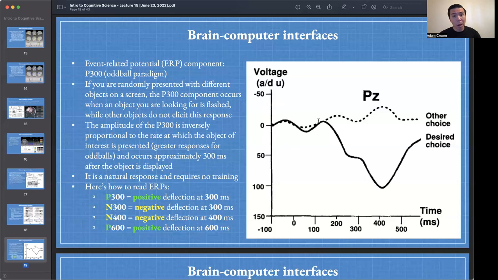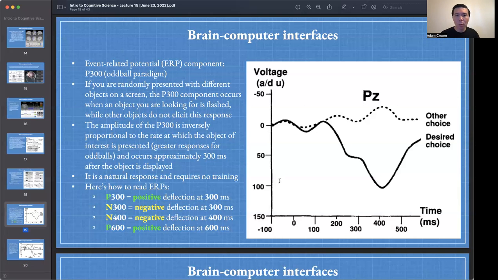So we see here that we get a positive deflection around 300 milliseconds after stimulus presentation. That reflects our desired choice, that thing you were looking for, the image of the dog, as opposed to all the other random choices. So that's how we can read this event-related potential. We should all be familiar with this now, since we've been working in this course for about a month. We know that the x-axis represents time in milliseconds, and the y-axis represents voltage.